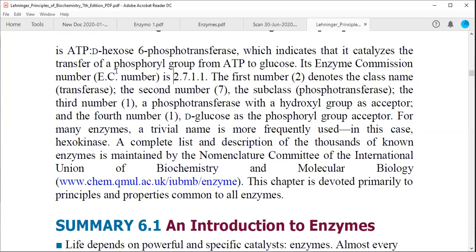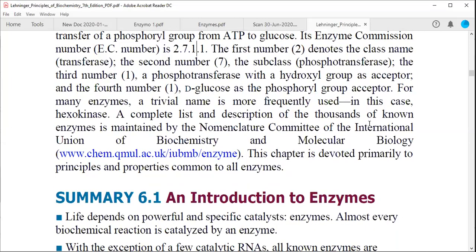And what is the EC number? This is called the Enzyme Commission. The Enzyme Commission gives a 4-part number to each enzyme. For example, this one is 2.7.1.1. So what is the meaning of this number, actually? I will discuss this also. The first number denotes the class, actually.